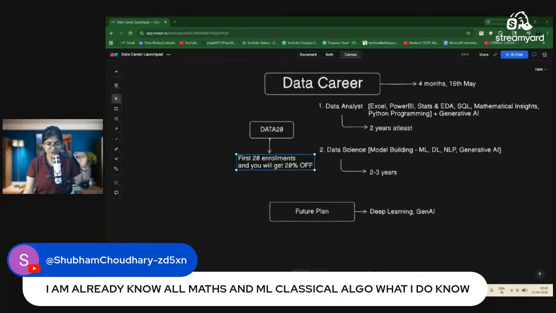Okay, there's a very interesting question. I already know all maths and ML classical algo. What do I do now? See, in that case, maybe if you don't know about Excel or Power BI, you can think about it. But if you know about that as well, to create interesting dashboards and reports, then just hold on. When the deep learning course comes, then maybe you can enroll into that.